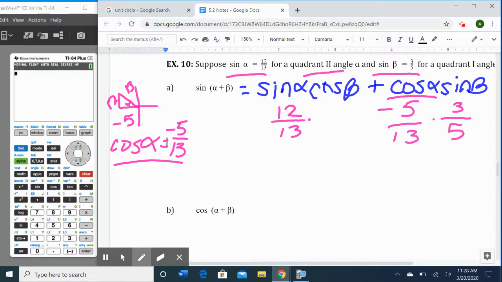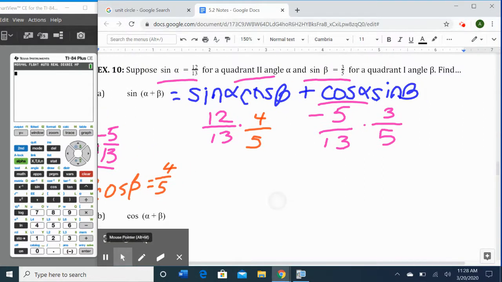And then if I want to know the cosine of beta, I can set up that beta is a quadrant 1 angle with a sine of 3/5. So an opposite of 3 and a hypotenuse of 5, which means its adjacent is 4. So the cosine of beta is adjacent over hypotenuse, 4/5.